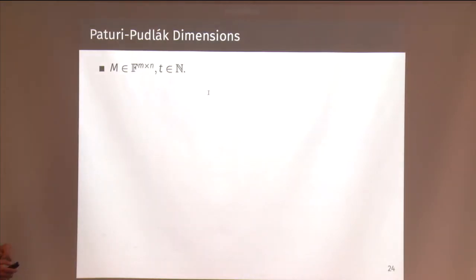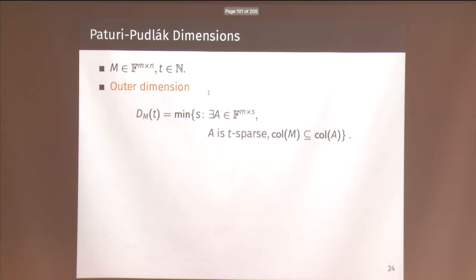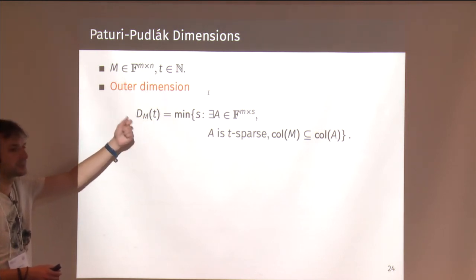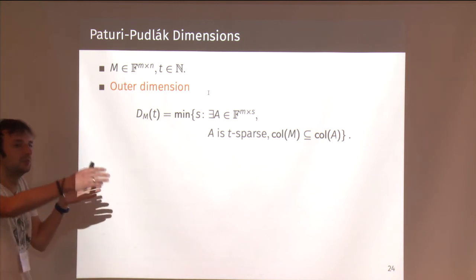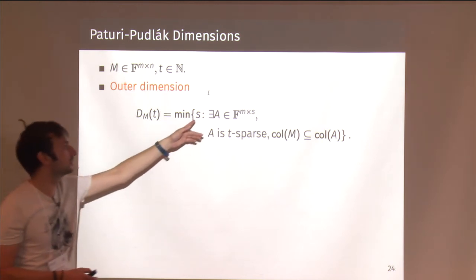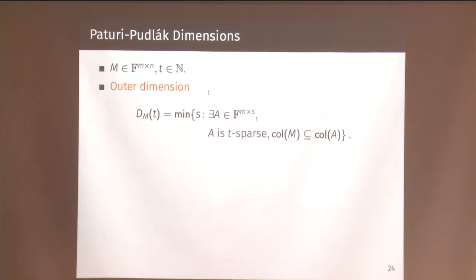Okay, so to formalize what we did, we need two definitions. For sparsity parameter T, we say the outer Paturi-Pudlák dimension of the matrix M is the smallest number of columns you need in a sparse matrix to generate the column space of M. So you give me some possibly very dense matrix. You want me to generate all of its column space, but by a sparse matrix. Perhaps for this I need more columns than you have. So the smallest number of columns that I need for this is called the Paturi-Pudlák outer dimension of the matrix.